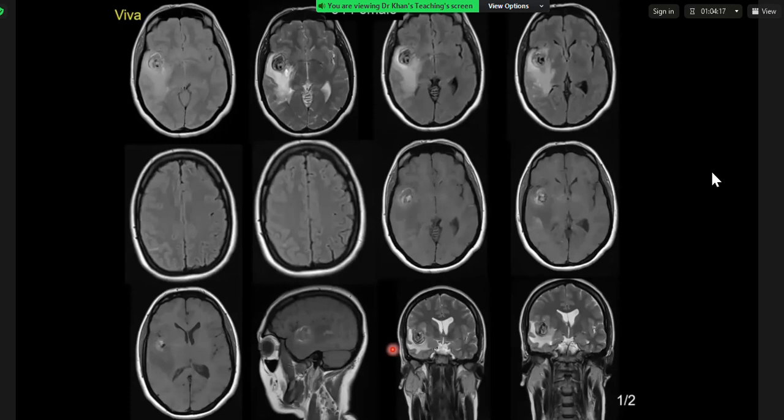And looking at the second row, there's a linear high signal intensity in the posterior aspect of the right cerebrum, in the cortex. So putting the two together, I think this patient has got a cavernoma and an associated possible DVA as well.